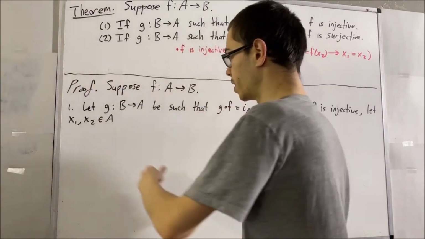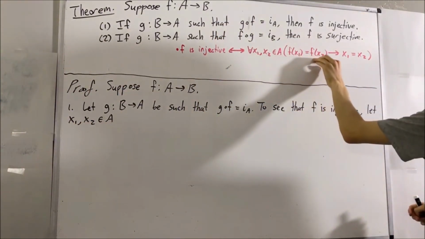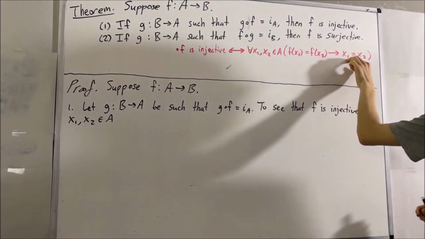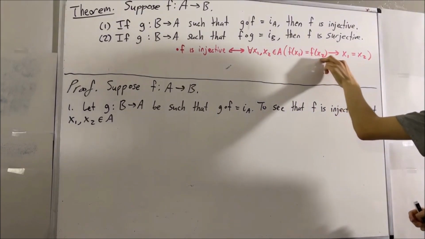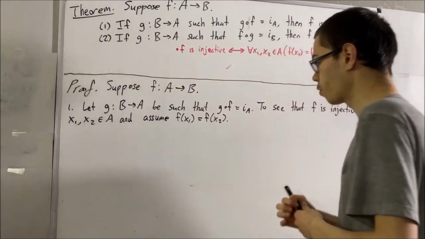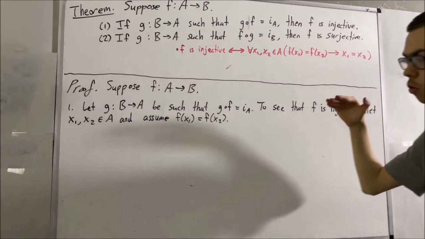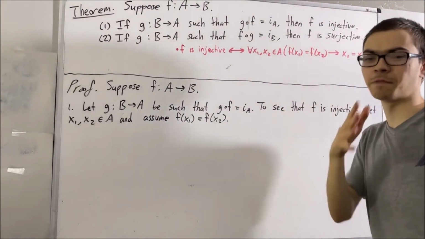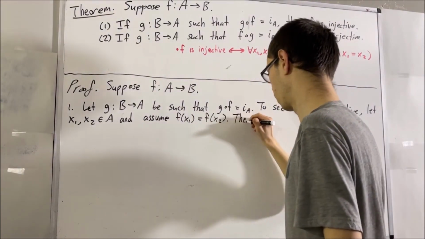And with these two elements, x1 and x2 in A, we want to show if f of x1 equals f of x2, then x1 equals x2. So let's assume f of x1 equals f of x2. And from here, we want to deduce that x1 is equal to x2. Turns out, we're actually ready to do that with a chain of equalities. And to see how it comes together, check this out.